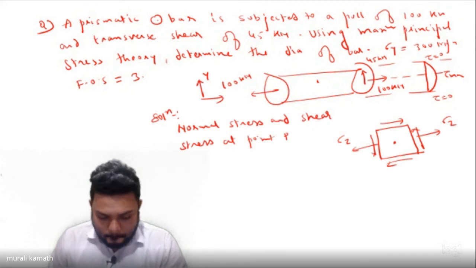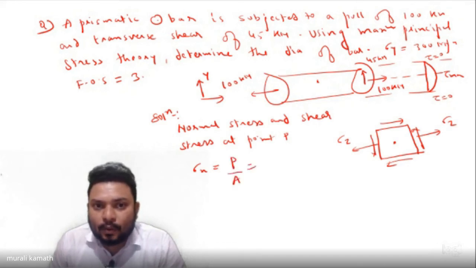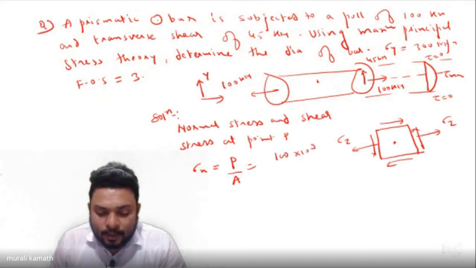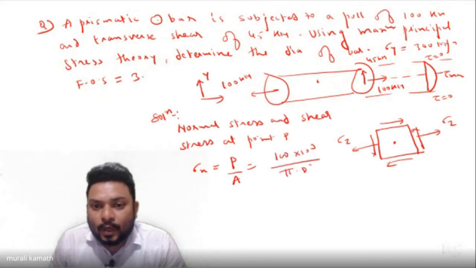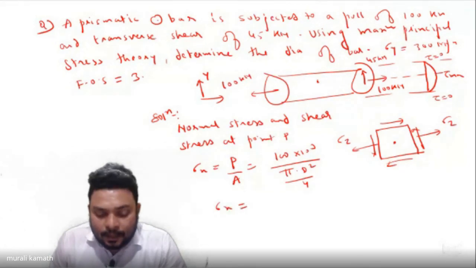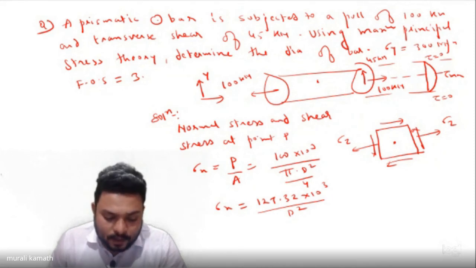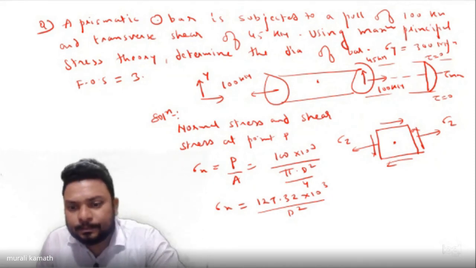How are you going to calculate normal stress? Sigma z is equal to force by area. What is your force applied? 100 kilonewton, that is P. P is 100 into 10 raised to power 3, and area is pi d square by 4. They are asking for d, so keep it like that. Your sigma z will be equal to 127.32 into 10 raised to power 3 divided by d square. This is our relation between stress and diameter.